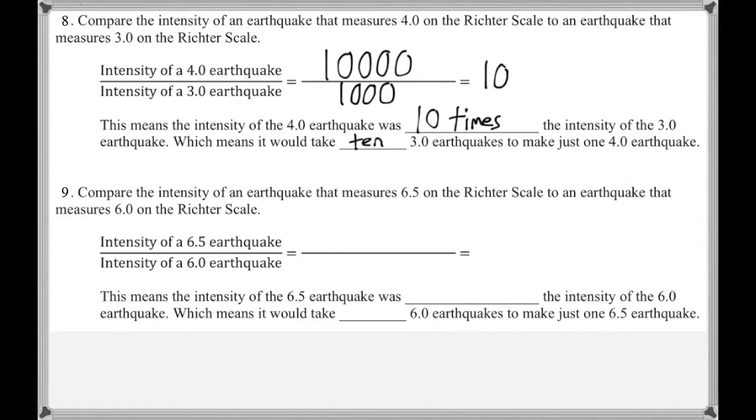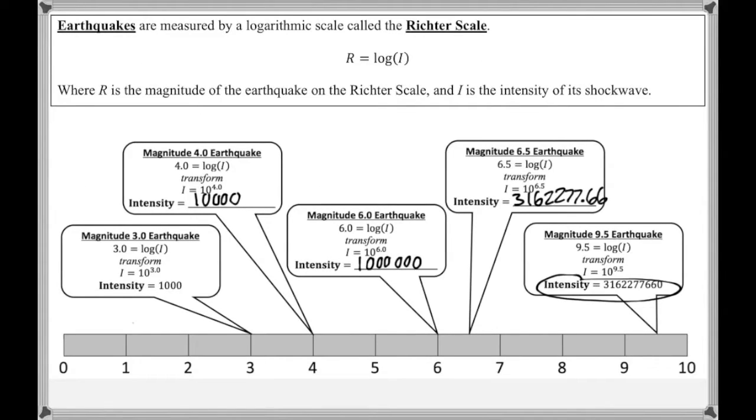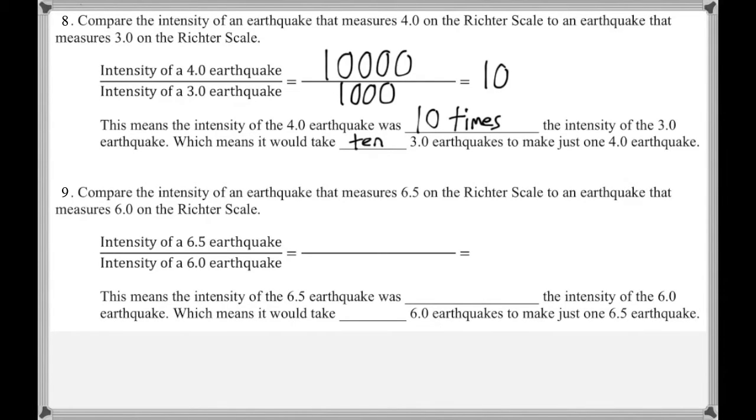Compare the intensity of an earthquake that measures 6.5 on the Richter scale to an earthquake that measures 6.0 on the Richter scale. We want to divide the intensities, and we figured out what the intensities were. So if I just divide those, and I'm going to round to 2 decimal places.